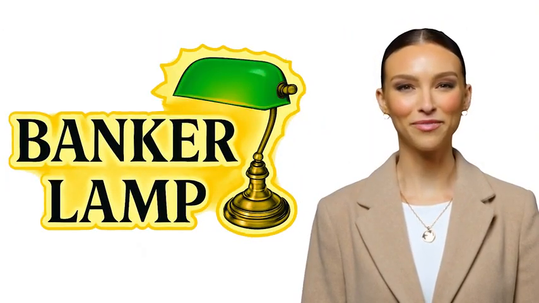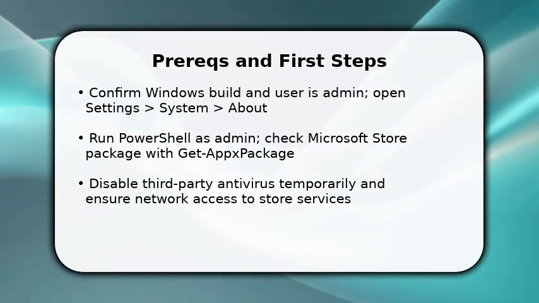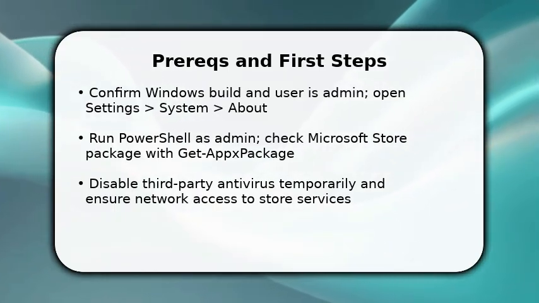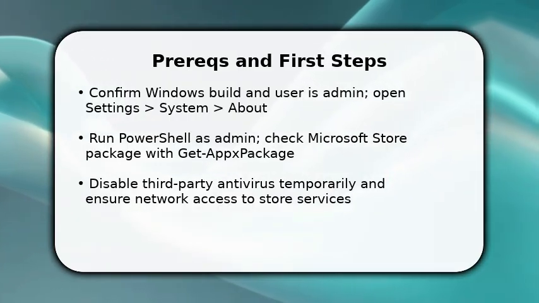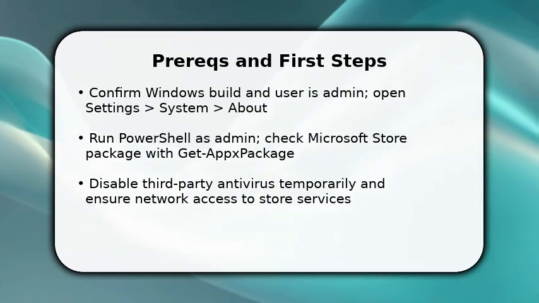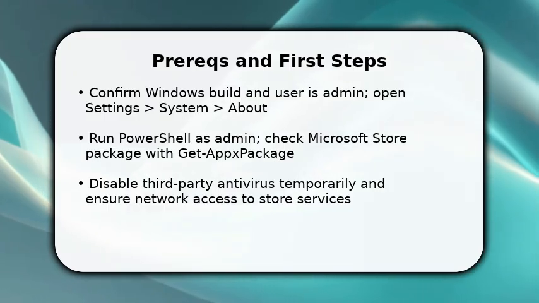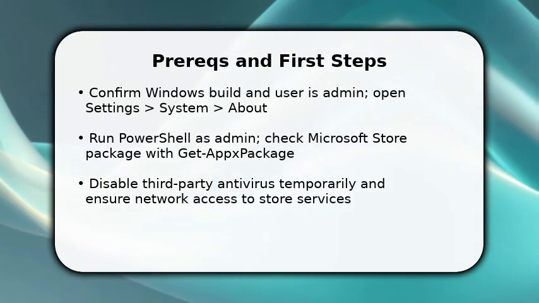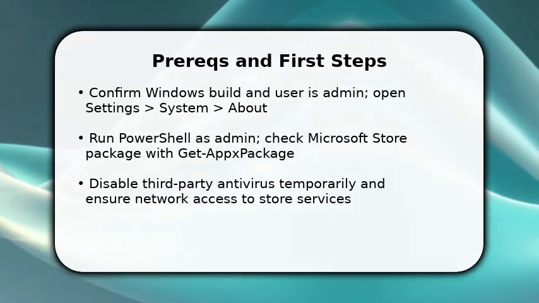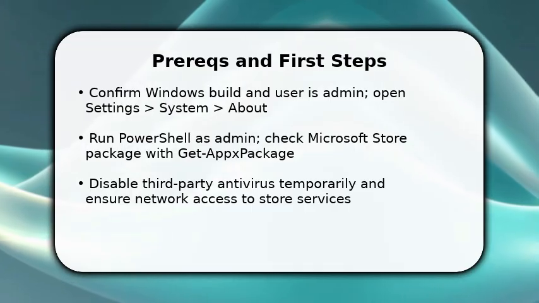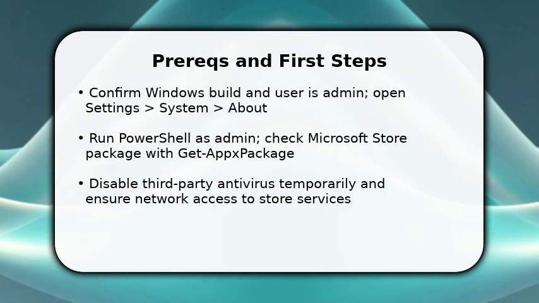Please enjoy the video. You start by confirming prerequisites. Check your Windows build and that you're signed in as an administrator so permissions won't block fixes. Once confirmed, open PowerShell as admin and run Get-AppxPackage -Name *WindowsStore* to see if the app is installed or corrupted. This tells you whether to repair or reinstall. Make sure to temporarily disable third-party antivirus and confirm network access to Microsoft endpoints so downloads and registration work.